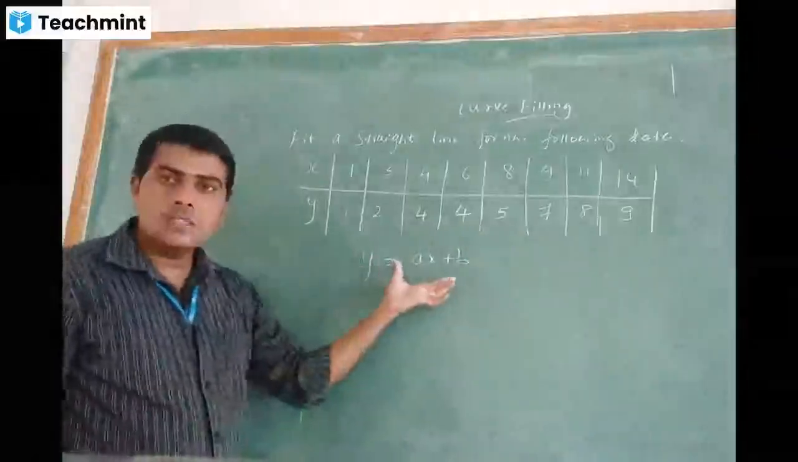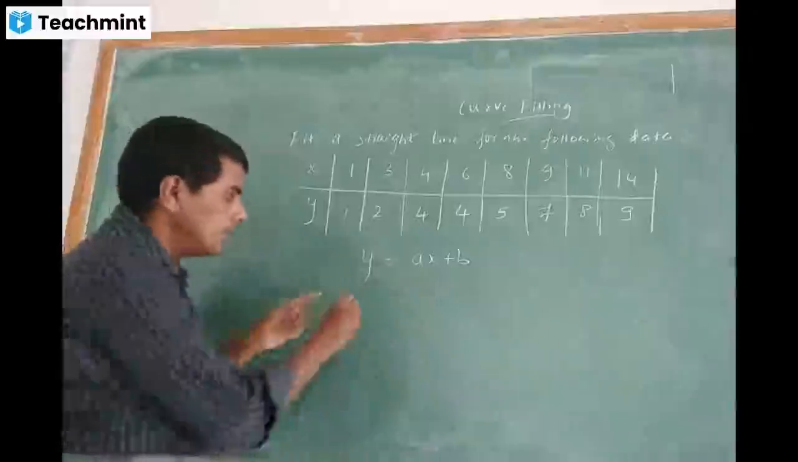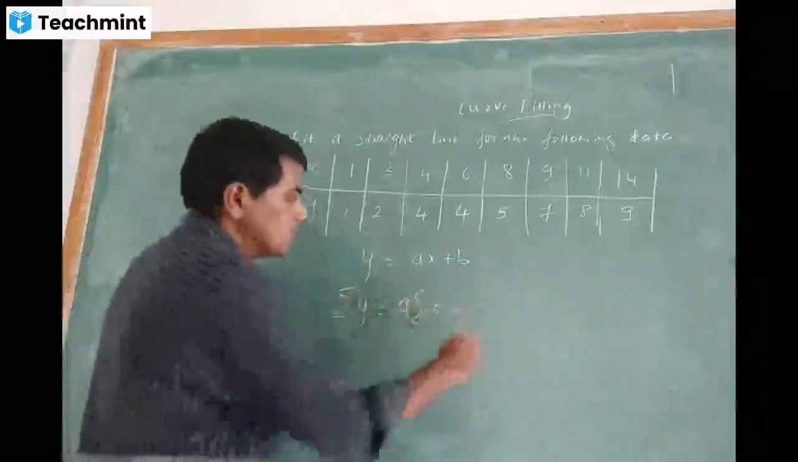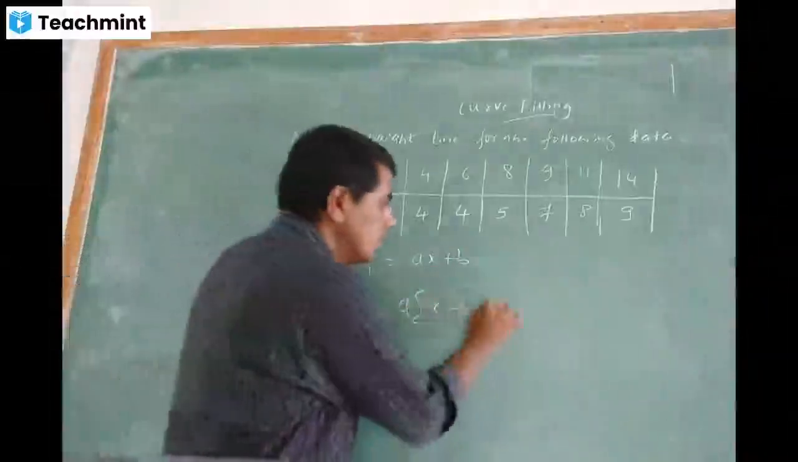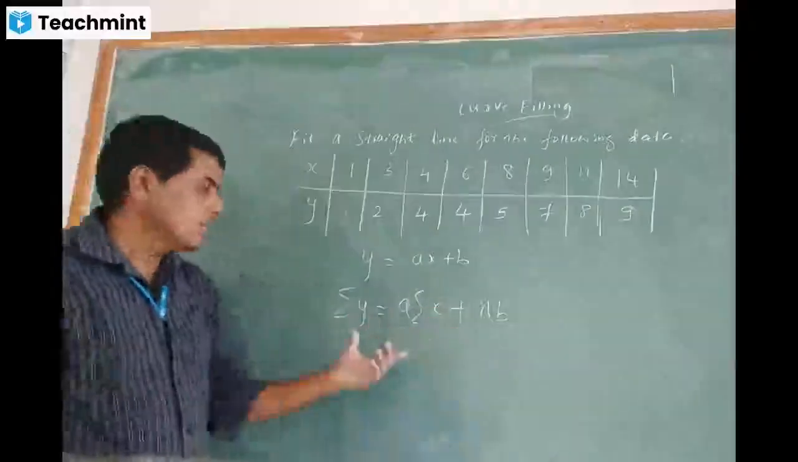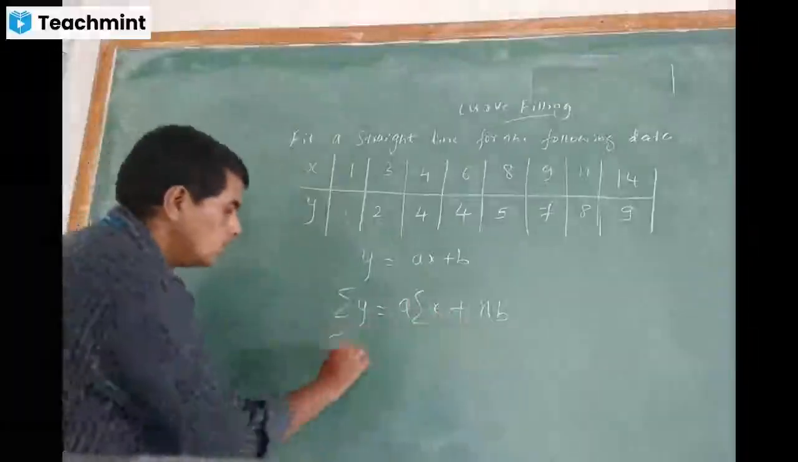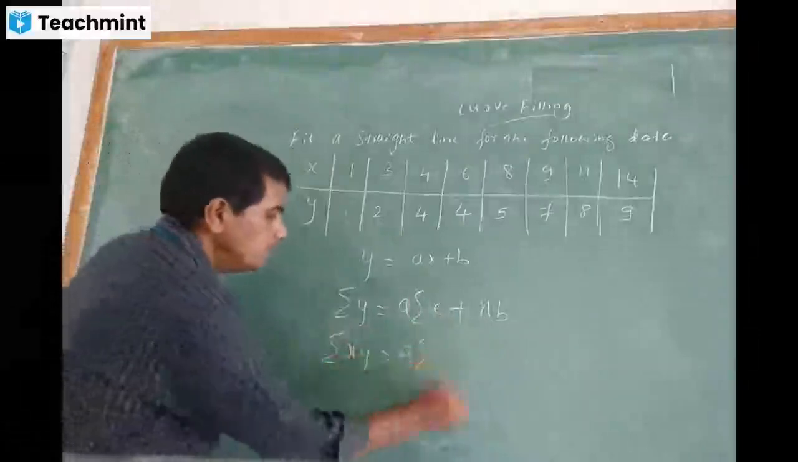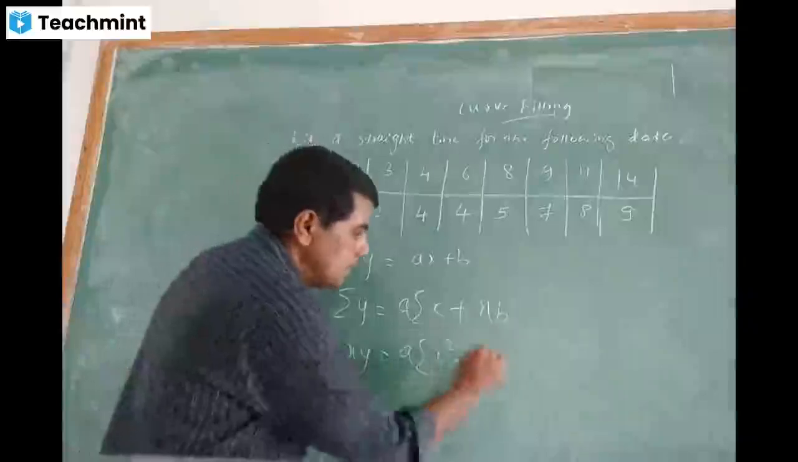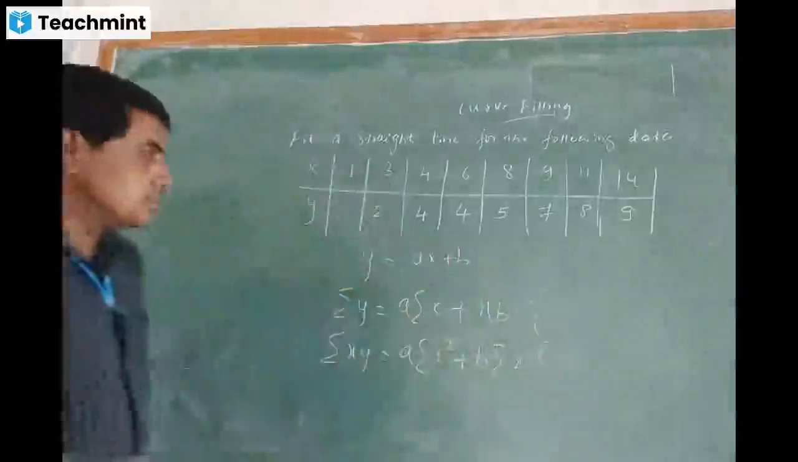Here, if I assume this is the equation of a straight line, we first try the normal equation. So summation y is equal to a summation x plus the constant summation. For the second normal equation, I multiply both sides by x, so summation xy is equal to a into summation x square plus b into summation x. These two are the normal equations.